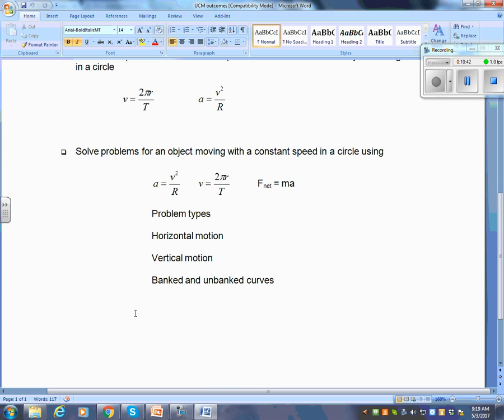You will solve problems for an object moving with a constant speed in a circle using those formulas. The problem types are horizontal circles, vertical circles, and banked and unbanked curves, like when you're going around the highway, or if you're driving NASCAR, and you know how they bank the curves? That kind of stuff.